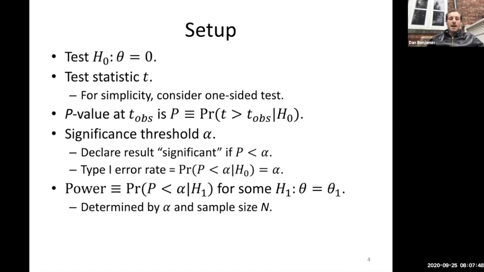The level of power is going to be jointly determined by your significance threshold and the sample size, and of course the alternative hypothesis. So if you have a smaller significance threshold, then for a given sample size, your power is going to be lower. It's going to be harder to reject the null hypothesis, even if the alternative is true. And for a given significance threshold, the larger your sample size, the greater your power.